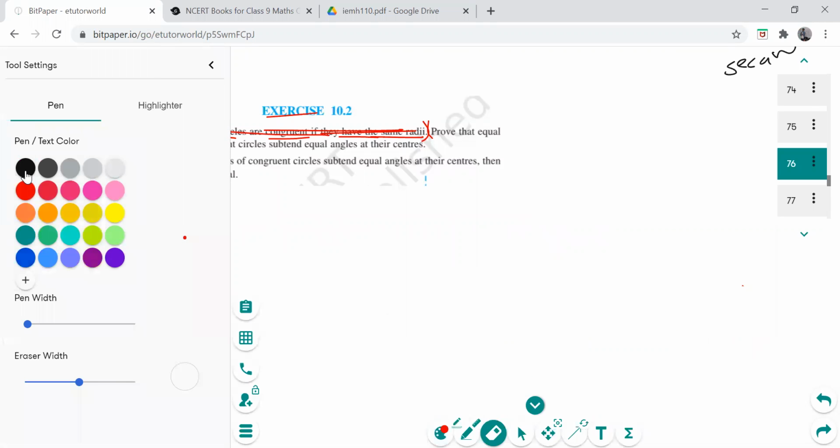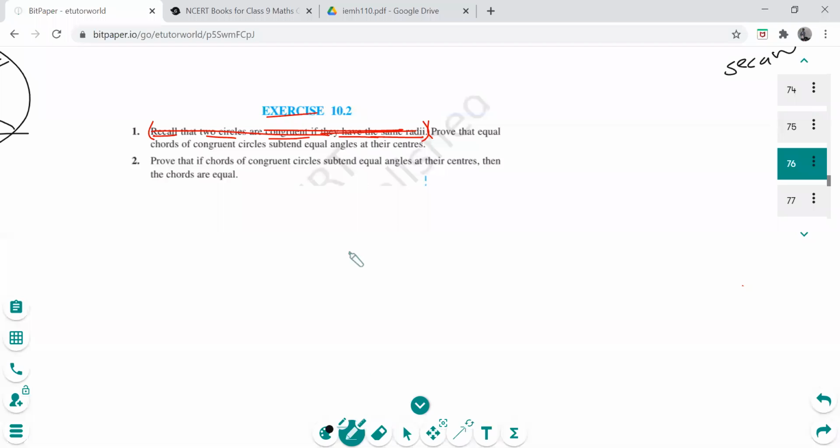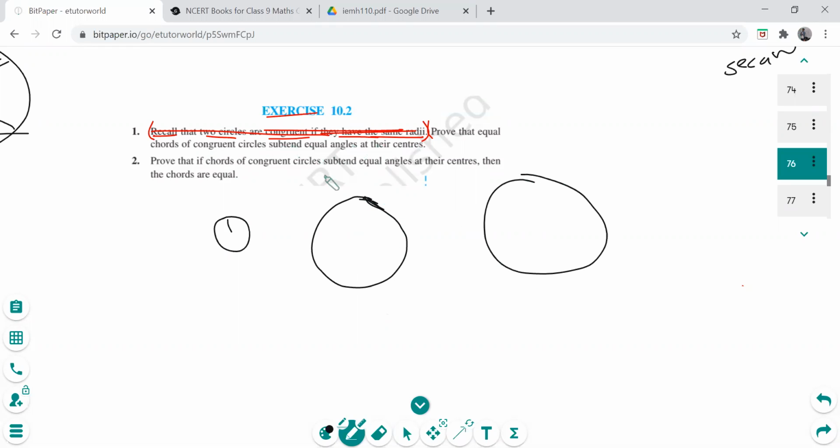So let me take a black color here. Yes. So if I say prove that equal chords of congruent circles subtend equal angles at the center, first of all, we need to understand what is being asked and what we need to prove. What is given and what we need to prove. So these are two circles, and they are congruent circles and they have equal chords. Suppose AB and CD. They both are equal. This is given. Equal chords.